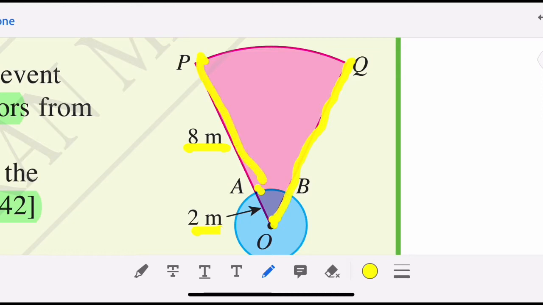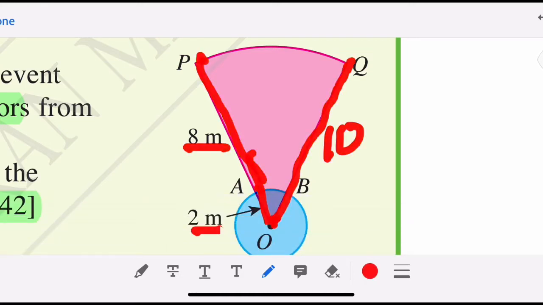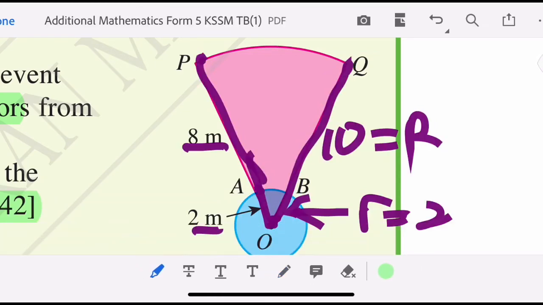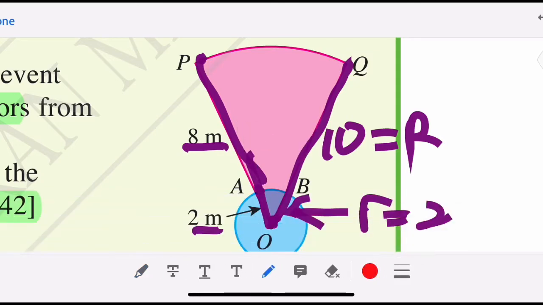So you have 2 circles. This is 10 meter, and the radius for the blue one is 2 meter. So the small one, the radius is 2, and the big one, the radius is actually 10. Now you are asked to find the perimeter, right? So let me highlight the perimeter in red color. The question asks you to find the perimeter for this one, so we have to understand what the question is. This is the perimeter for ABQP.